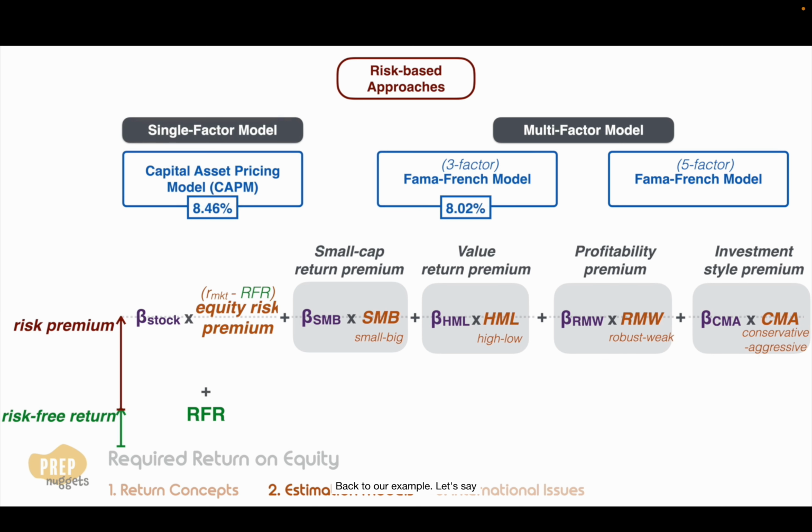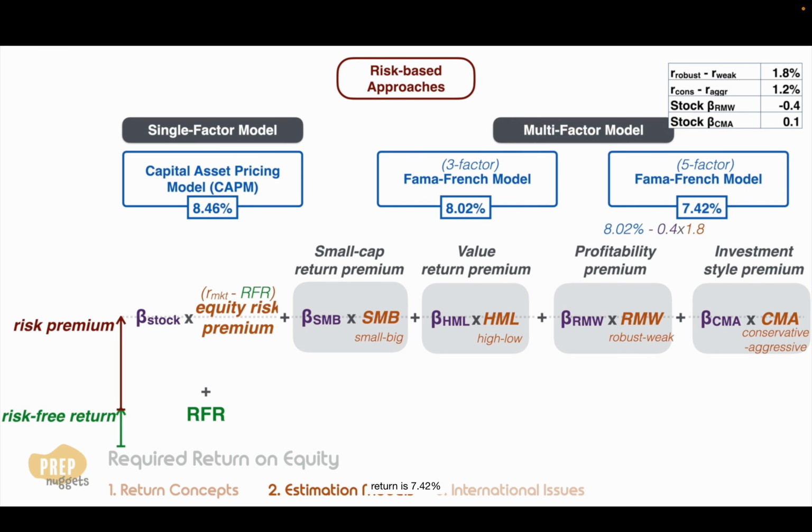Back to our example. Let's say the risk premiums on profitability and investment style are as such, and the stock has the following sensitivities. See if you can calculate the required return based on the 5-factor Fama-French model. You shouldn't have much problem with this. The required return is 7.42%.